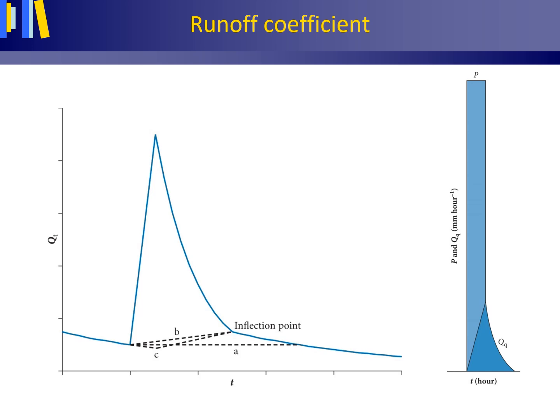Please note, the runoff coefficient on an annual basis is defined as the total discharge volume in millimeter or cubic meter as a percentage of the precipitation volume in millimeter or cubic meter on an annual basis, whereas the runoff coefficient on a storm basis is defined as only the quick flow volume in millimeter or cubic meter as a percentage of the precipitation volume in millimeter or cubic meter on a storm basis.